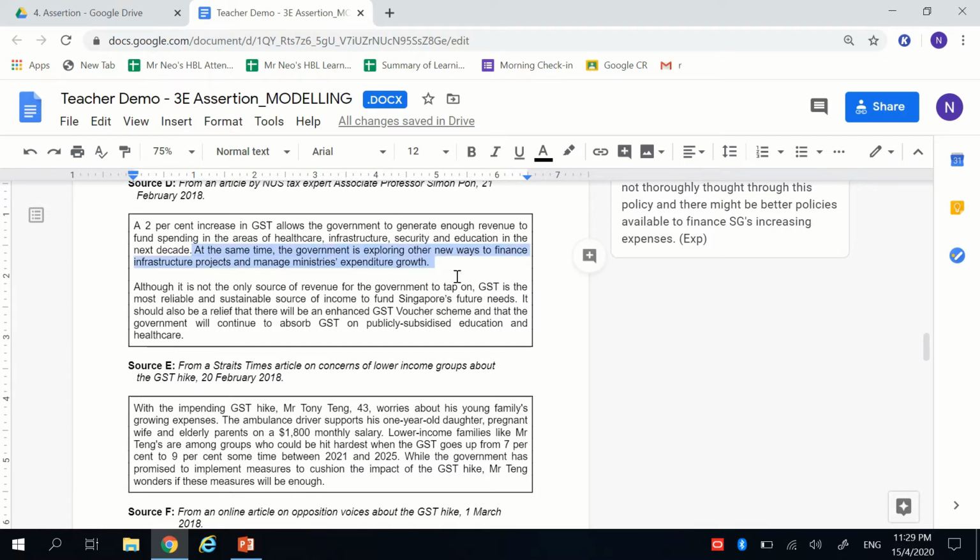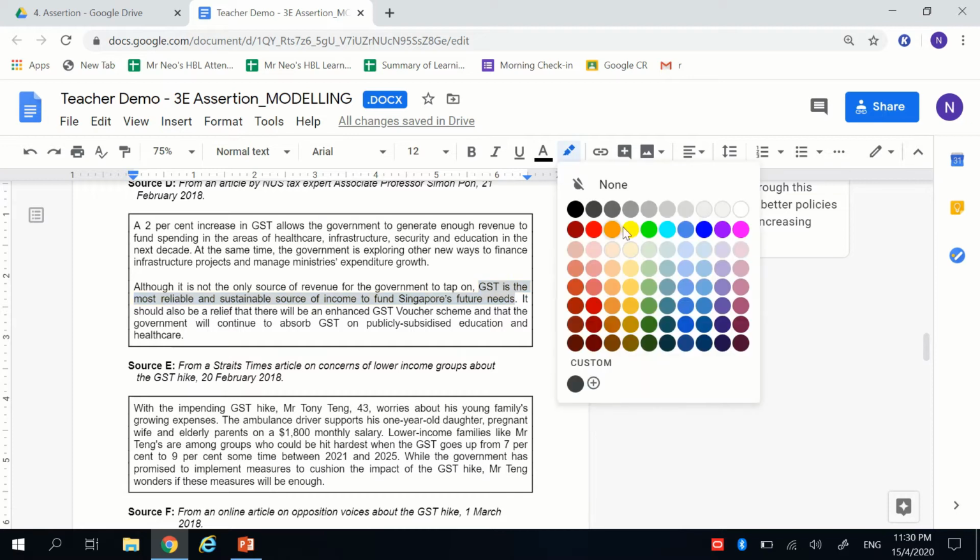At the same time, the government is also exploring other ways to finance this. Then this is the crux. Although this is not the only source of revenue to tap on, which is very similar to what was stated in source C, there are other ways to do this. GST is the most reliable and sustainable source of income to fund Singapore's future needs.